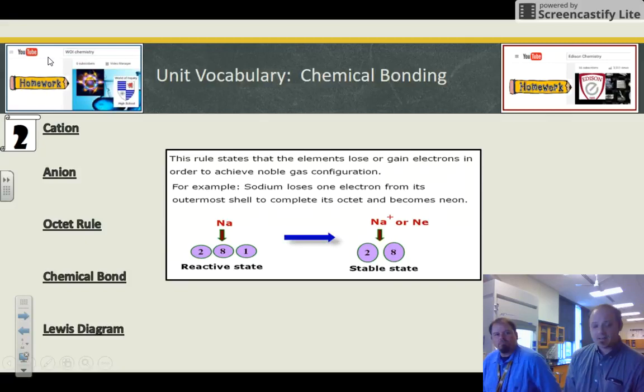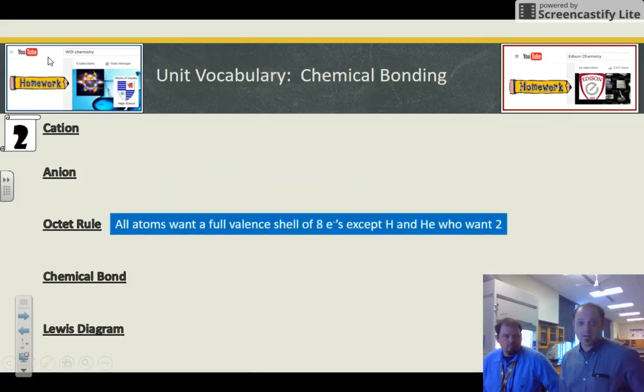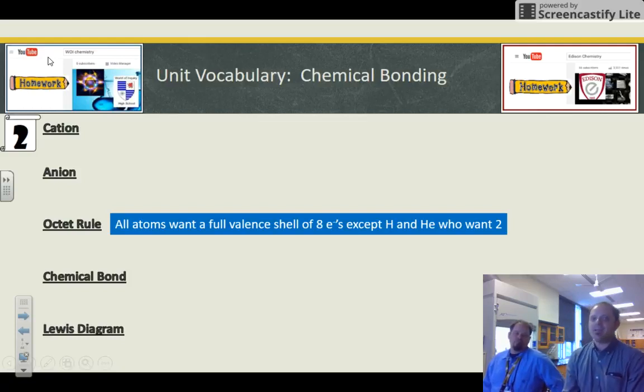The octet rule is the underlying foundation of why atoms bond to each other to make compounds, because all atoms, except the noble gases, want a full valence shell of electrons. A valence shell of 8 is the octet, that's full. So atoms are going to lose or gain or share electrons in order to get to having 8 in their outside shell. It's like a magic number.